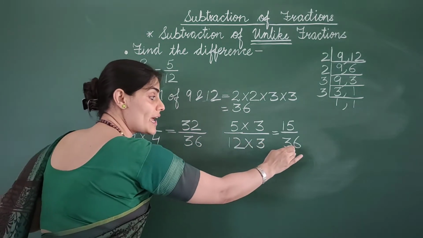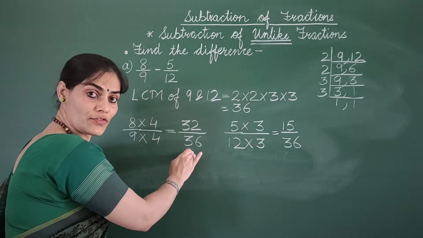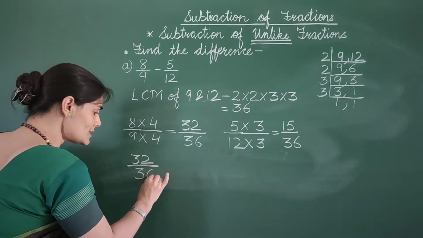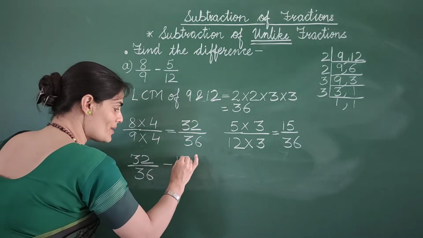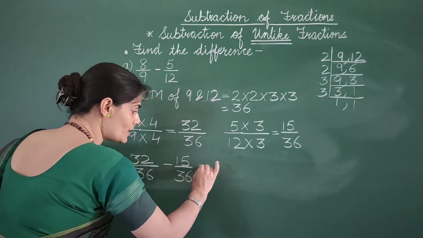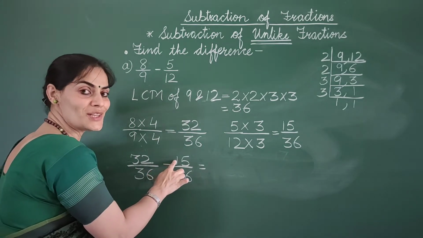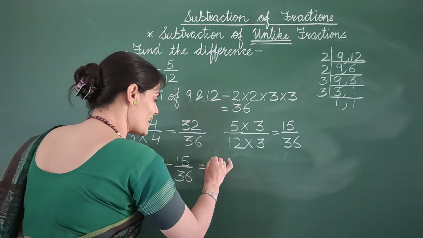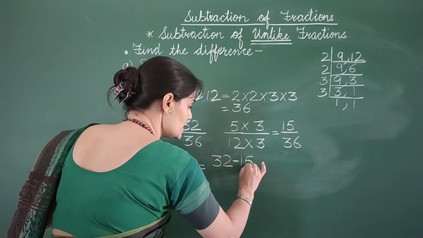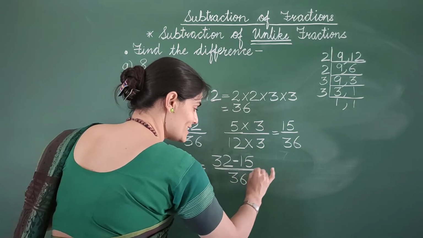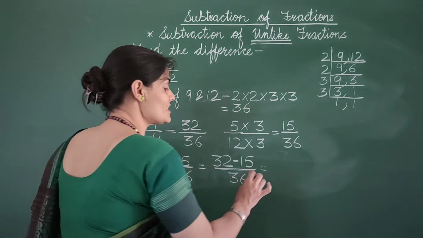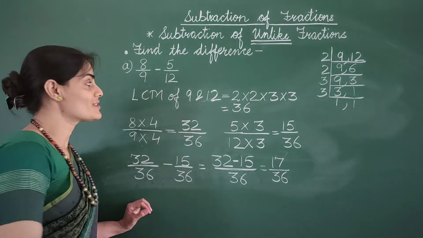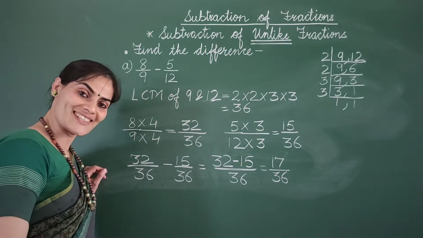Now what do we have? We have with us a pair of like fractions. Now how do we find the difference between like fractions? You learned it a few minutes back. Do you remember? So let's find the difference, everyone. We will find the difference between the numerators upon the common denominator 36. So I write here 32 minus 15 upon the denominator 36. And 32 minus 15 is equal to 17, so 17 upon 36 is the difference between these two fractions.